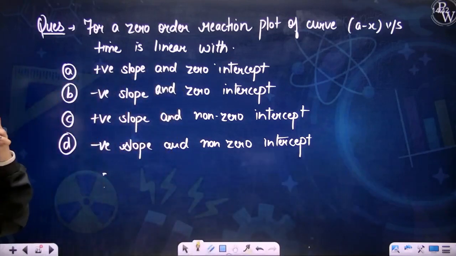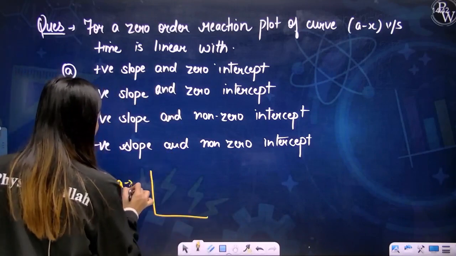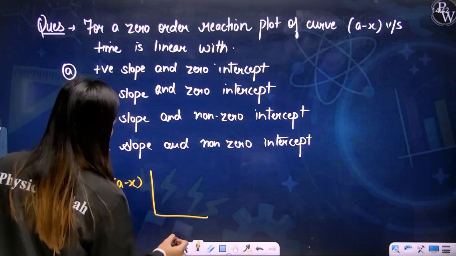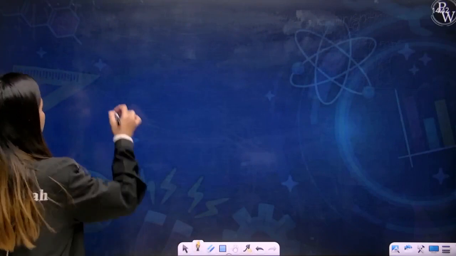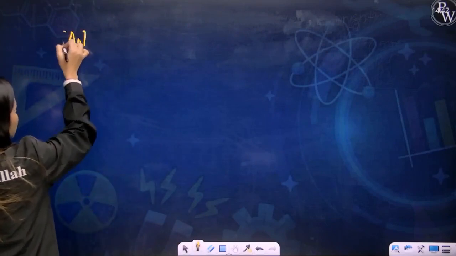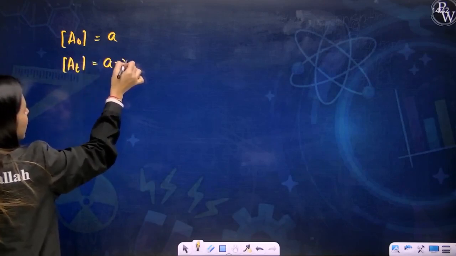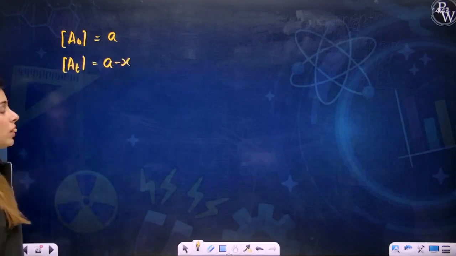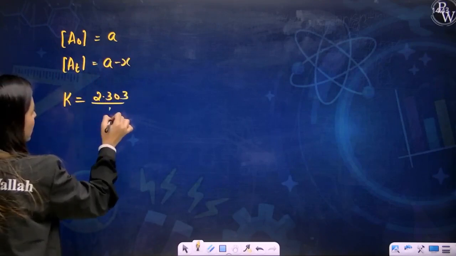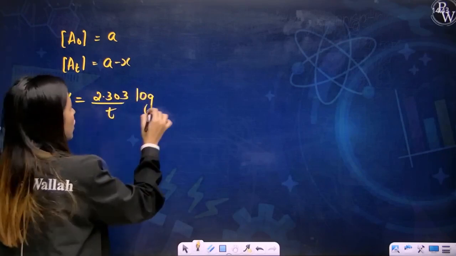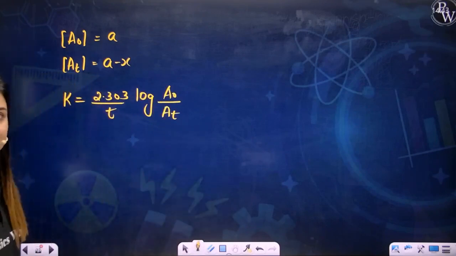Okay, so you have a curve between A minus X and time. So how are we going to understand this? See, I hope all of you remember that your initial concentration A0 is given by A and your concentration of the reactant at some time T is given by A minus X, right? So you also remember the integrated rate law. K is equal to 2.303 upon T log A0 upon AT, right? Yes.